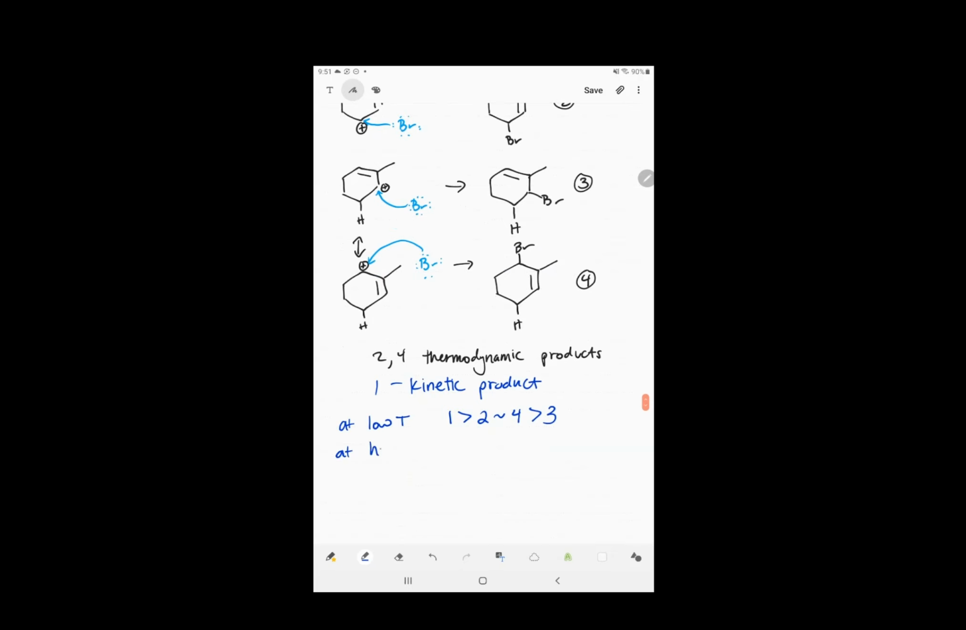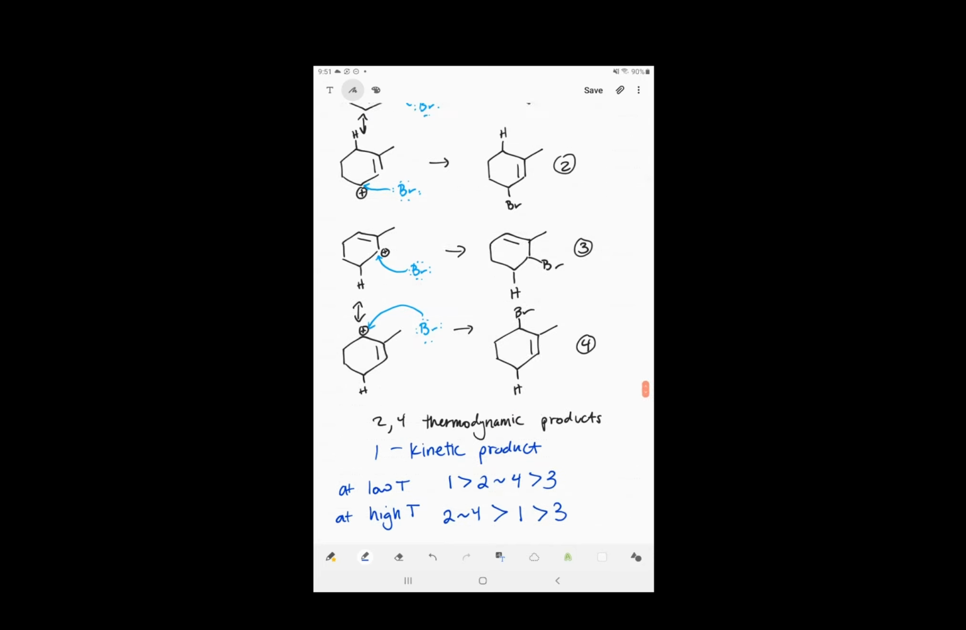If we're to put it at high temperature, again, we're probably going to have 2 and 4 up there, which will be better than our kinetic product, and again, better than that poor product number 3, which is just so very sad.